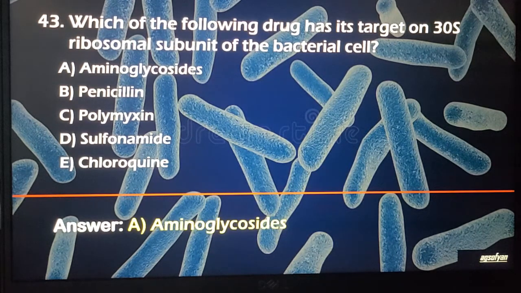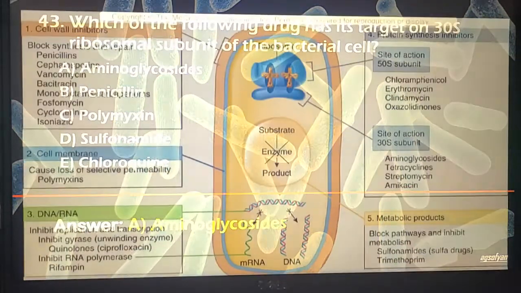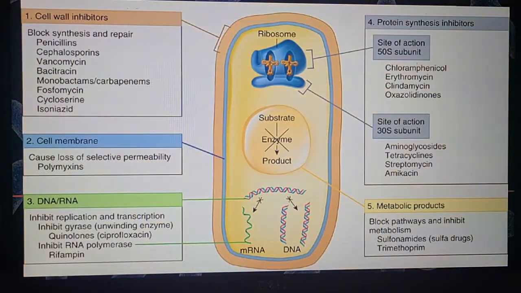Okay, sulfonamide, the target is blocking the metabolic pathway. And chloroquine, the target is DNA. So you have to study these targets of drugs. Okay, this is just a review.